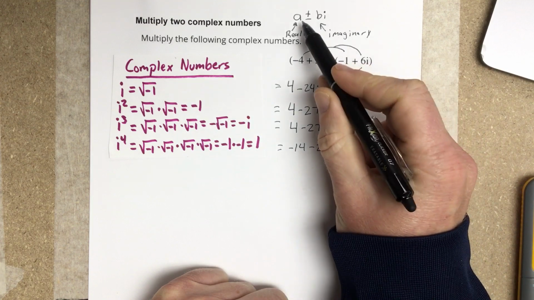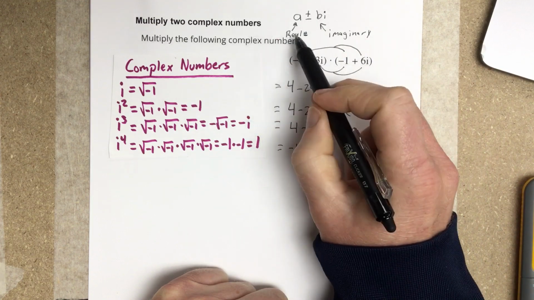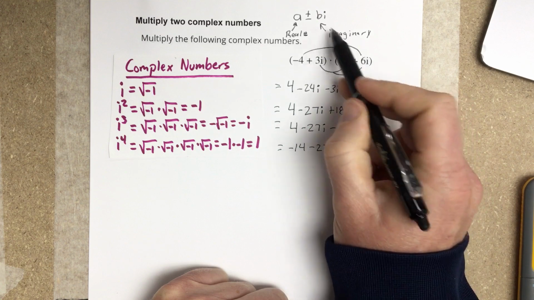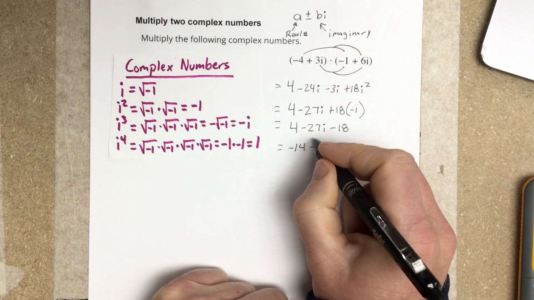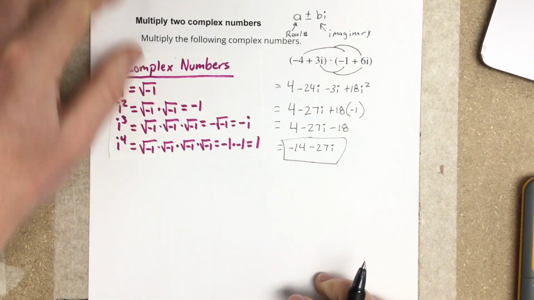And now I have the form for a complex number, right? My real number is -14. My imaginary number is -27. Let's try another example here.